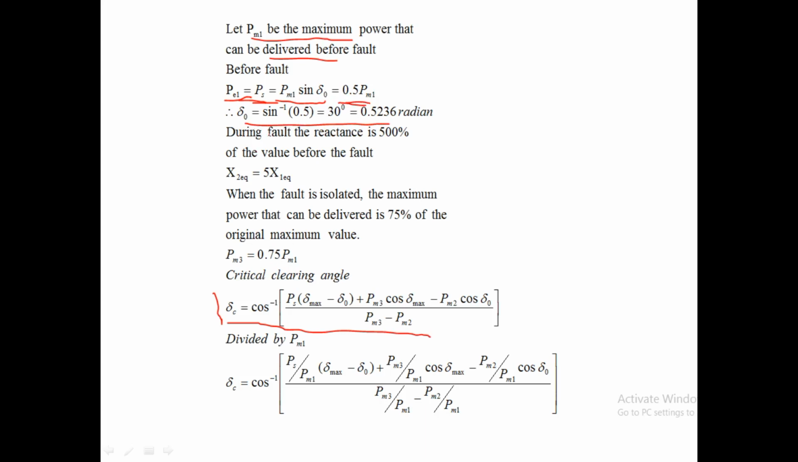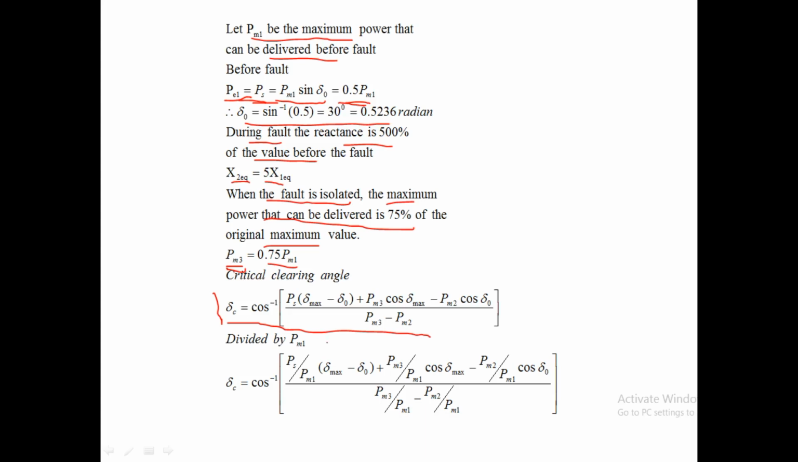Now the next given value is, during the fault, reactance is 500% of the value before the fault. That means during the fault, reactance X2 equivalent equals 5 into X1 equivalent. When the fault is isolated, the maximum power that can be delivered is 75% of the original maximum value. So when the fault is isolated, PM3, the maximum value, will be 0.75 into PM1. So all the values are given as ratios, and PM3 divided by PM1 can be expressed like that.